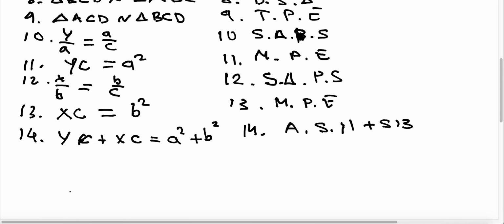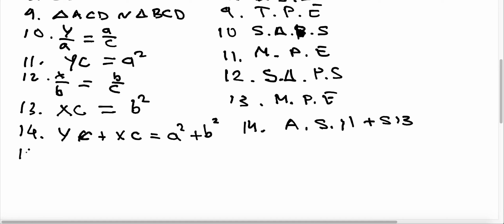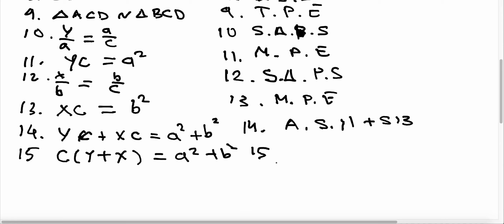Okay, number 15. If we are factoring the left side, because both of them have a c, we can write c times y plus x is equal with a square plus b square. So this is 15. And here we are factoring, or finding the GCF, the greatest common factor of the left side.